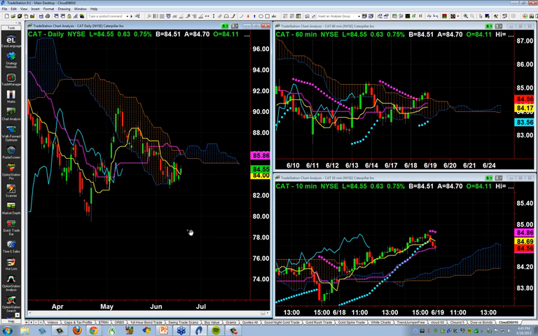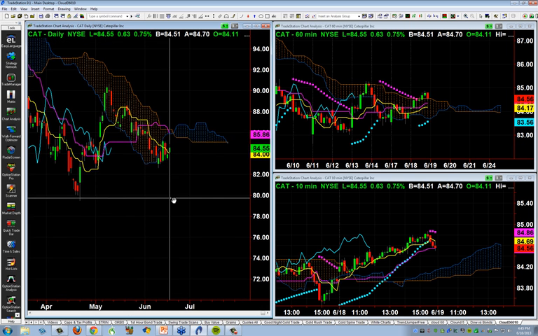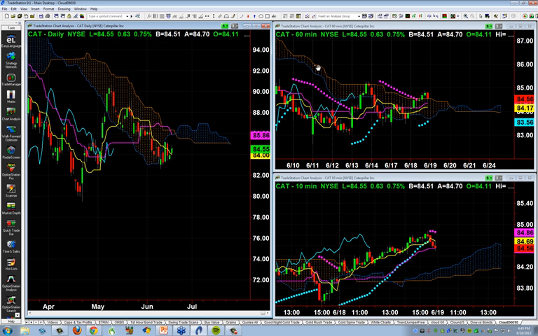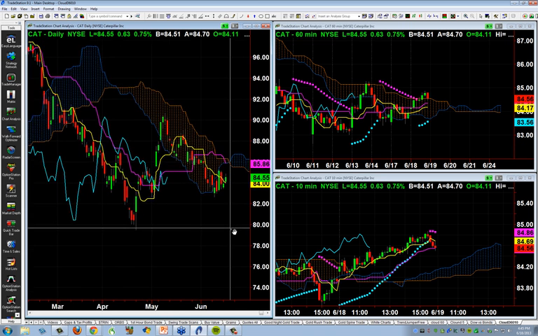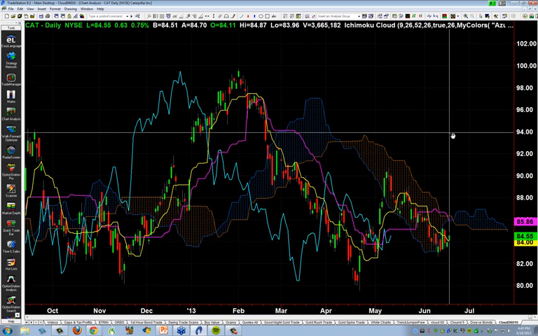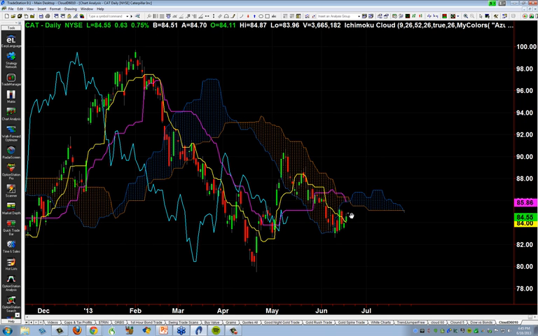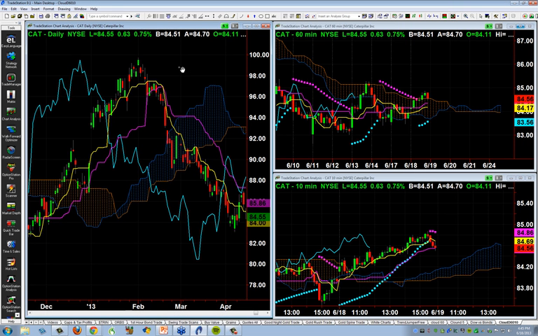Caterpillar is a short. It got up in the cloud and it's going lower, and the lagging line is still below the cloud. So Caterpillar looks like a good short. You just wait for a 60-minute signal and a 10-minute signal. Overall, Caterpillar looks more negative than it does positive. Now, here's the thing. If the Dow goes up, what will Caterpillar do? It will scream, kicking and dragging, if the Dow goes up. Okay.